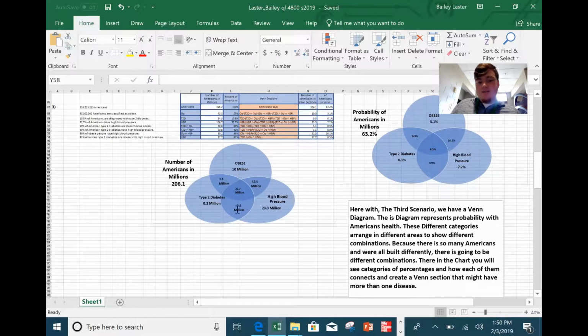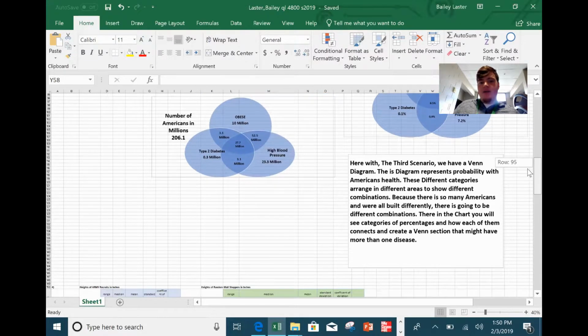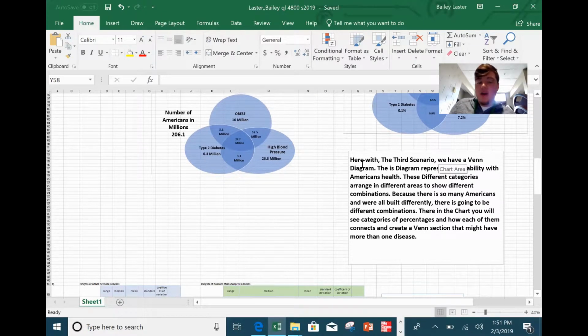Then the darker colors represent combinations, and these combinations show Americans that have, let's say, obesity and diabetes and even high blood pressure, which is really sad because no one should have to deal with 3 diseases at one time, or even at one. Along with the probability over here, this one has 63.2% of Americans represented. So looking at these Venn diagrams, I'm going to read you my report and kind of tell you what I've seen in them.